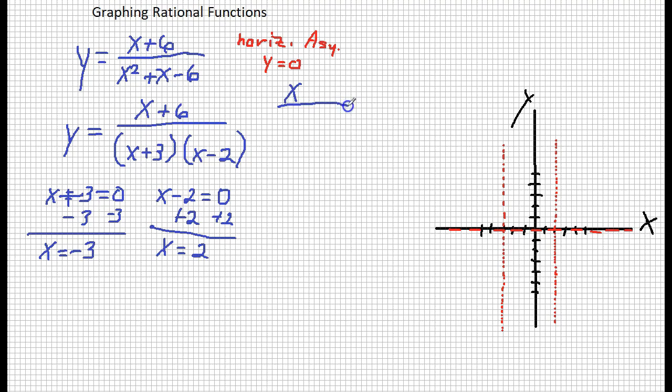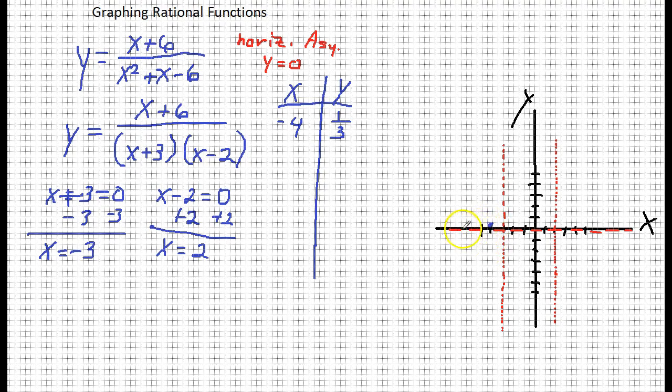What I want to do is choose numbers that are to the left of this -3, between -3 and 2, and to the right of 2. All right? There's no set formula for how many numbers you have to pick. Just pick as many as you need to be able to see the shape of the graph. Okay? So, if I were to plug in -4, I'm going to get 1/3. So the point -4, 1/3 is only up less than half right there.